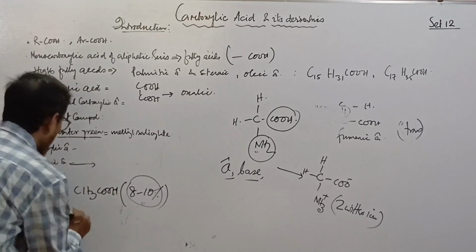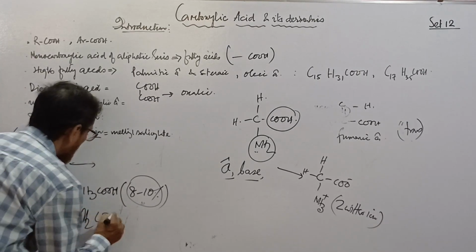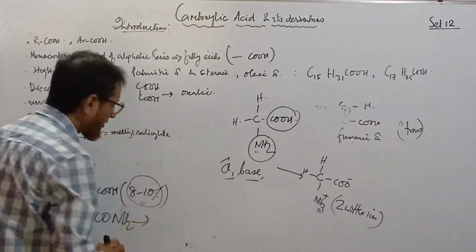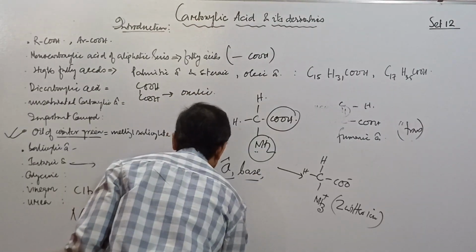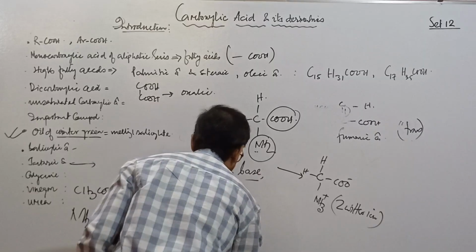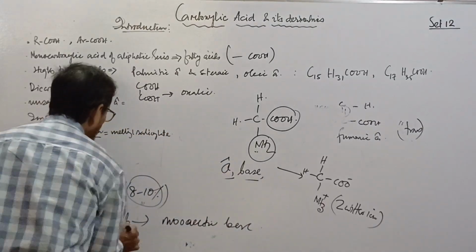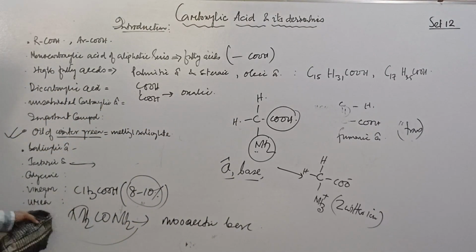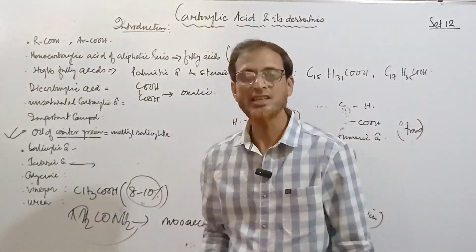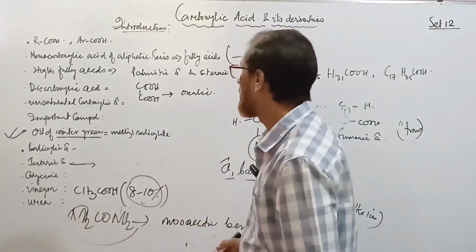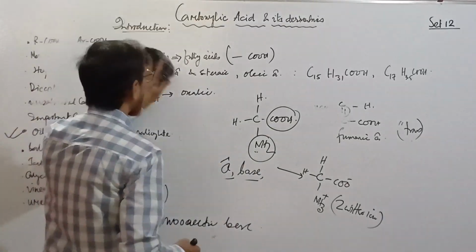And the formula of urea is NH2CONH2, and this is important because it is a base, termed a monoacidic base, hence urea is also used. Which one of the following is a monoacidic base? And the answer is urea. So this is all about the background.